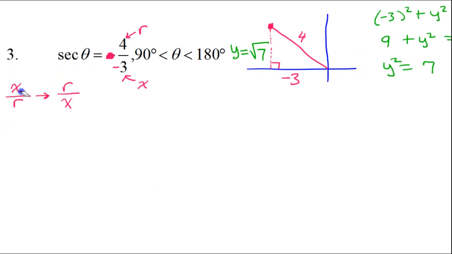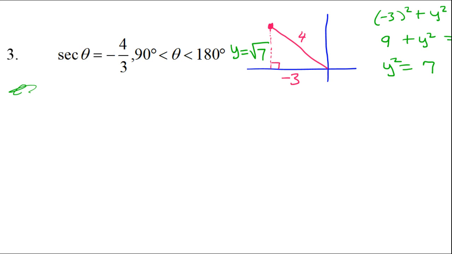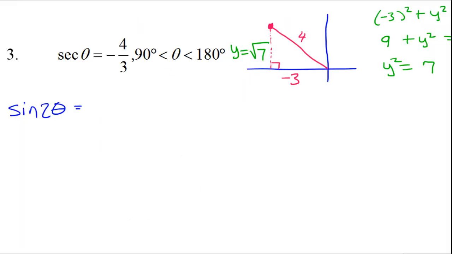Alright, let me just erase this for a moment. Okay, so we are supposed to find sine of 2 theta. So let's find that first. According to the formula, sine of 2 theta is 2 sine cosine. So I'm going to do 2 sine theta cosine theta.